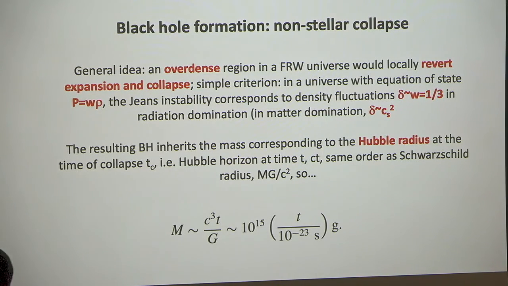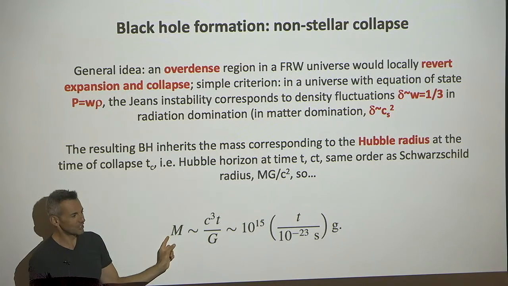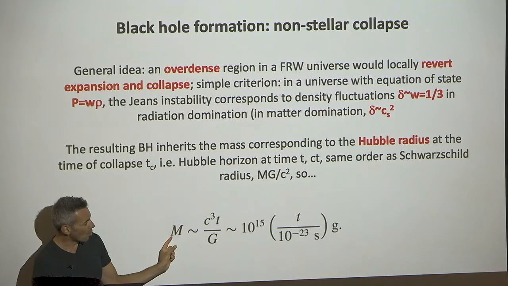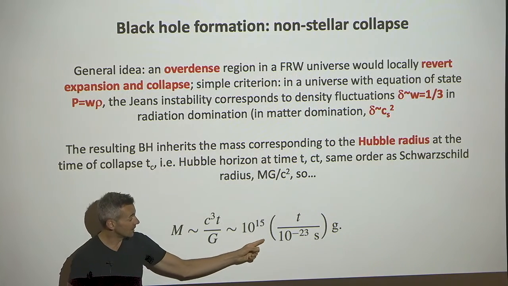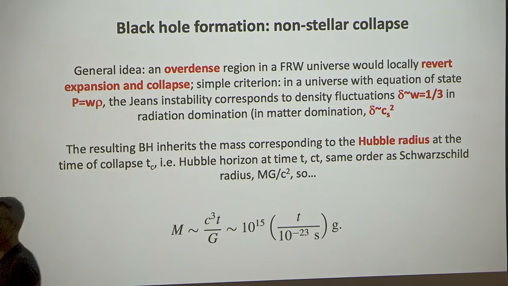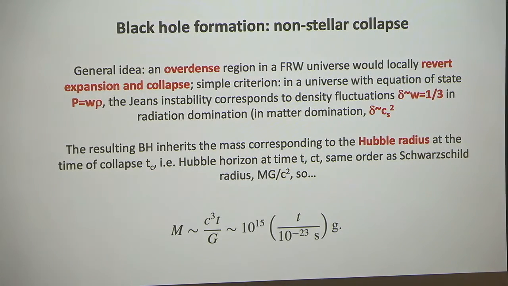It's a super simple estimate, all right? So again, the estimate is Hubble size, c times t, equals Schwarzschild radius, which is GM over c squared. So in units that are manageable, the mass of PBHs that are born out of the collapse of density perturbations at the time t is 10 to the 15 grams times t in units of 10 to the negative 23 seconds. So if you know when your density perturbations become the same size as the horizon, that's the time t, you have a way to calculate what the mass of the PBH that you form is. Does that make sense? Cool.